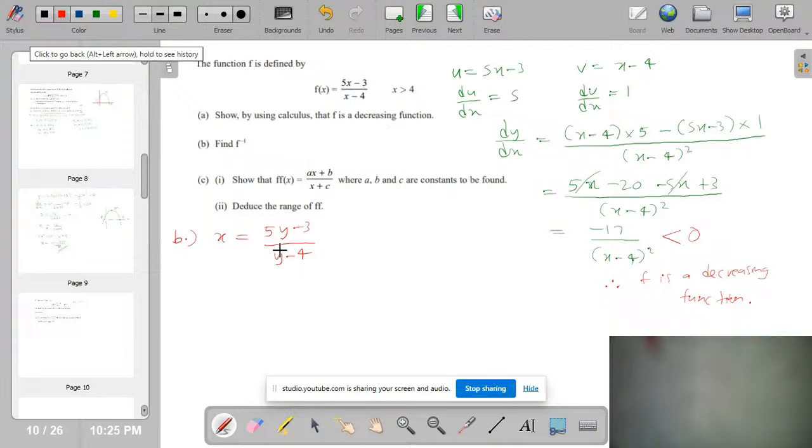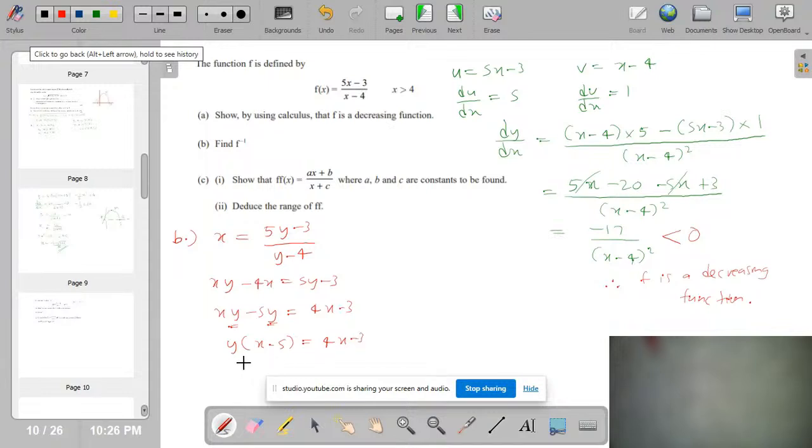Then you cross multiply and subtract the right term. I multiply: xy minus 4x equals 5y minus 3. Subtracting y, therefore I take 5y to this side, 4x to the right hand side. xy minus 5y equals 4x minus 3. So y is common, take it out: y times (x minus 5).